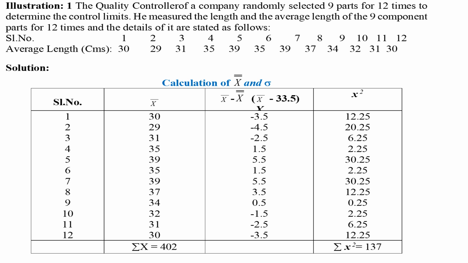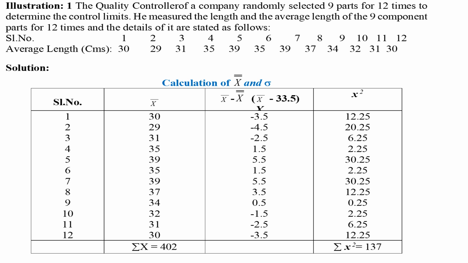4 columns table should be prepared. In the first 2 columns, values given in the illustration should be written. Then the sum of the 12 means given in the second column should be added and divided by 12. That is 33.5. This is called X-double-bar or grand mean.